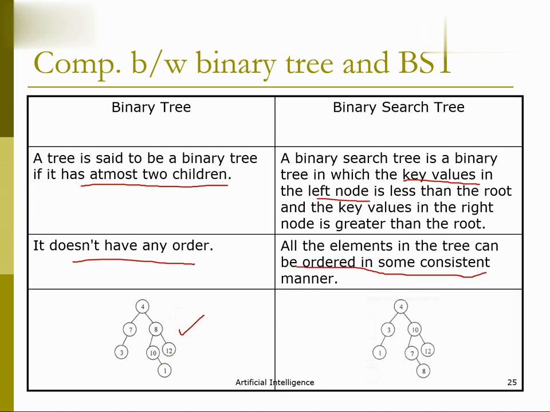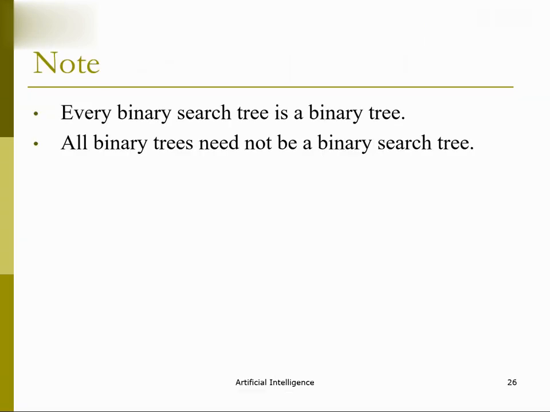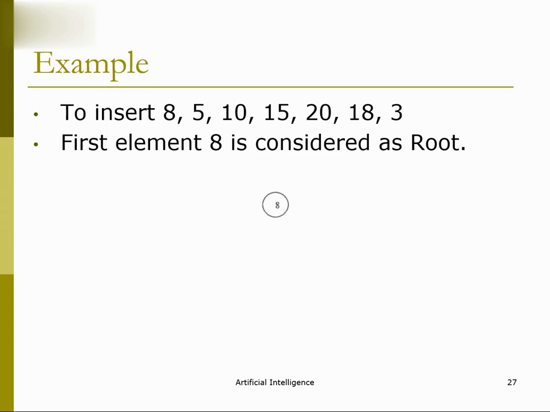This is the root, and all the nodes to the left of the root node will be less in value, whereas all the nodes to the right of the root would be greater than the root. Every binary search tree is a binary tree. All binary trees need not be a binary search tree. Let us consider an example. We are going to insert these elements in the specified order.